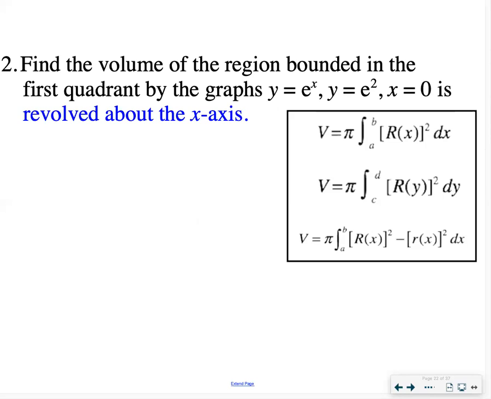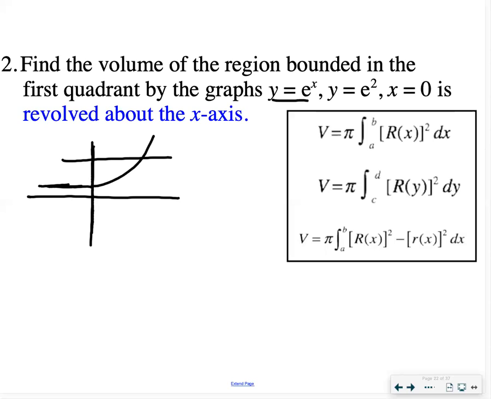So let's graph it. We've got e to the x. Let's graph that first. That would look like this. That would be e to the x. E to the second is just a constant. Y equals e to the second. If you plug that in your calculator, it's just going to be a constant straight across. And x equals 0 is our third boundary. So that's the y-axis. So basically, it's telling us this region in here is what we're revolving.